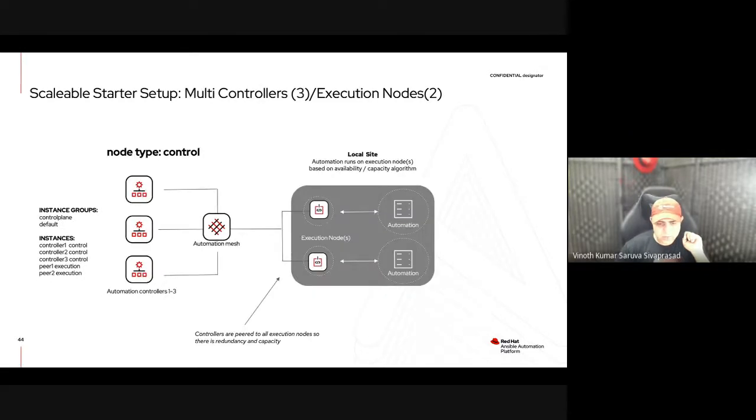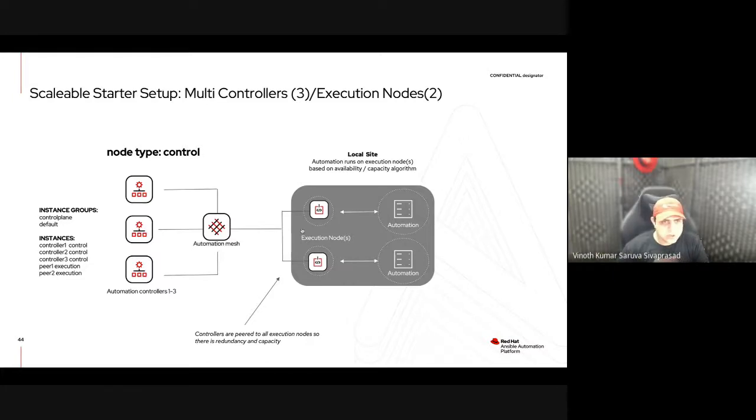I can also have more than one execution node. In this scenario, I just have a local site and I have a larger number of devices or endpoints to automate, so I can have more than one execution node. Here I have two execution nodes connected to my control plane controller, using the automation mesh. What happens in this case is that the controller schedules the job. It finds whichever has the most capacity, and it pushes the job there.